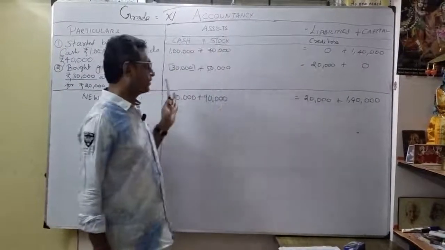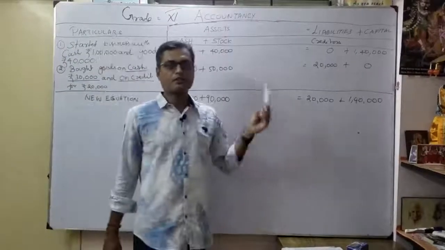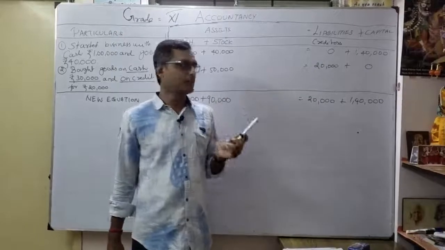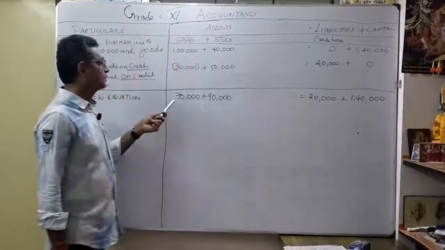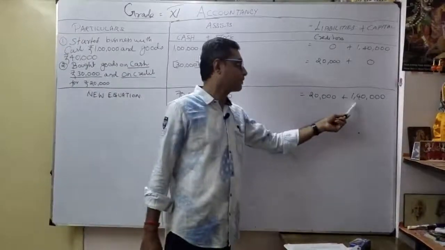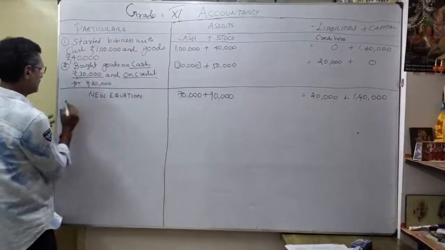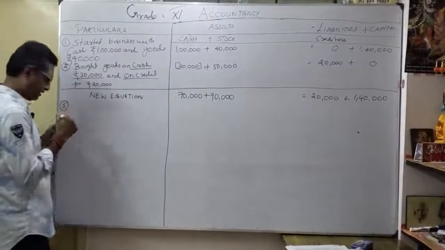Whenever you get a new equation, you want to verify it. The accounting equation is always equal, no imbalance. 90,000 plus 70,000 is 1,60,000. Similarly, 1,40,000 plus 20,000 is 1,60,000. So now we are going for the third business transaction.